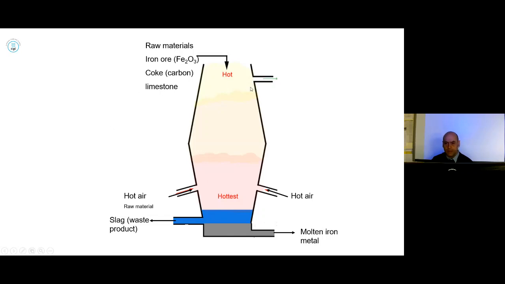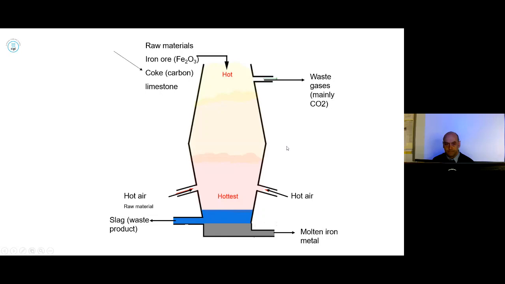And finally, we've got the pipe here. This is your exhaust gases. It's mainly carbon monoxide, carbon dioxide, and interestingly enough, they tend to use this stuff to heat the hot air. So stuff that comes out of the furnaces will then be used to heat the hot air going into the furnaces.